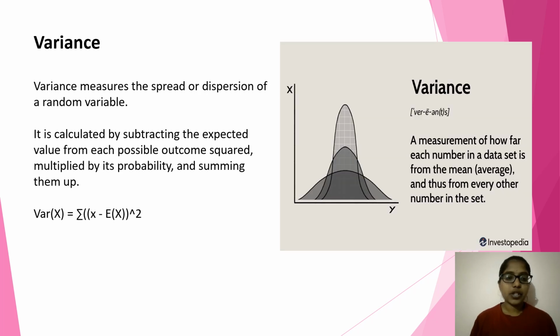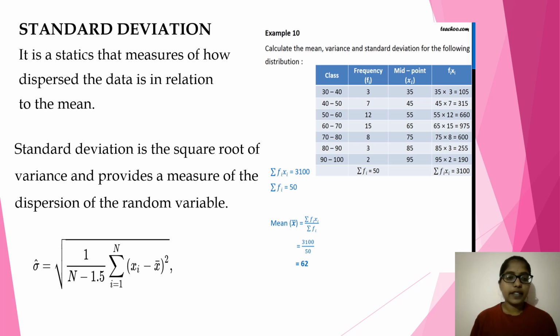Variance. Variance measures the spread or dispersion of a random variable. It is calculated by subtracting the expected value from each possible outcome, squaring it, multiplying by the probabilities and summing them up. Standard deviation. It is a statistic that measures how dispersed the data is in relation to the mean. Standard deviation is the square root of variance and provides a measure of dispersion of a random variable.